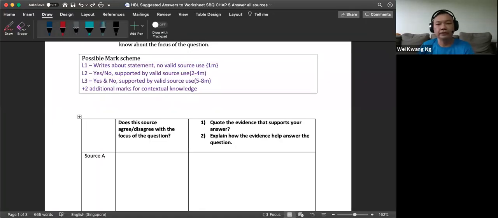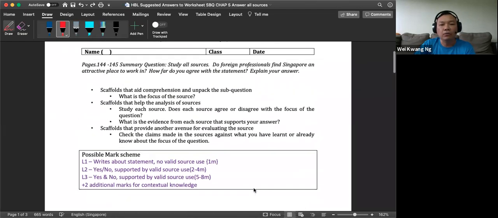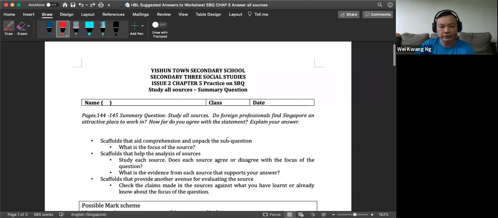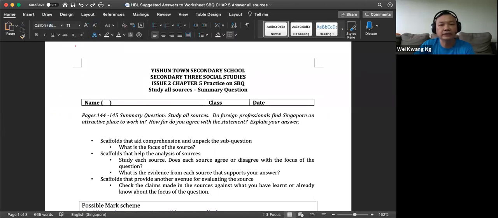Okay, so now I'm going to share screen. I'm going to show you what are the things that we're going to do today. First of all, what is a summary question? A summary question that you see in this case is a 10-mark question that you see in the examination. And in the summary question, usually you will be given an assertion.